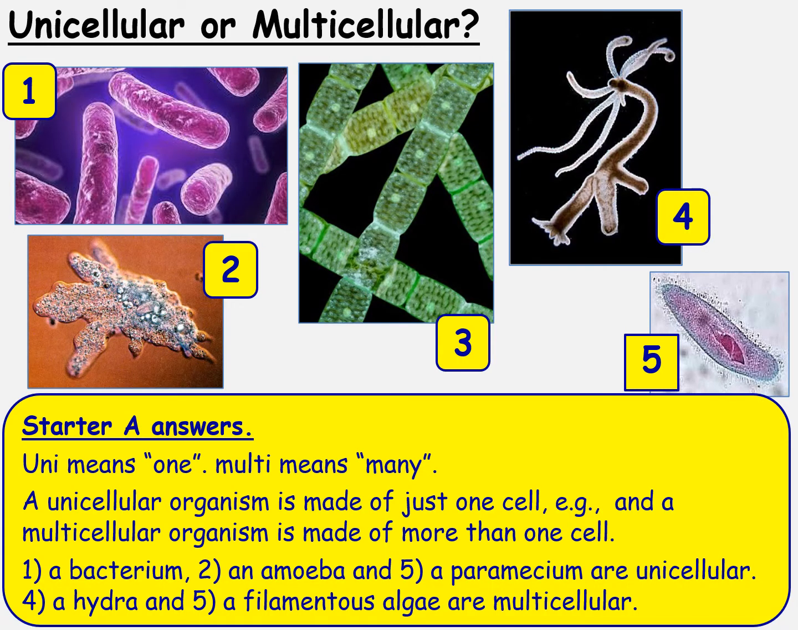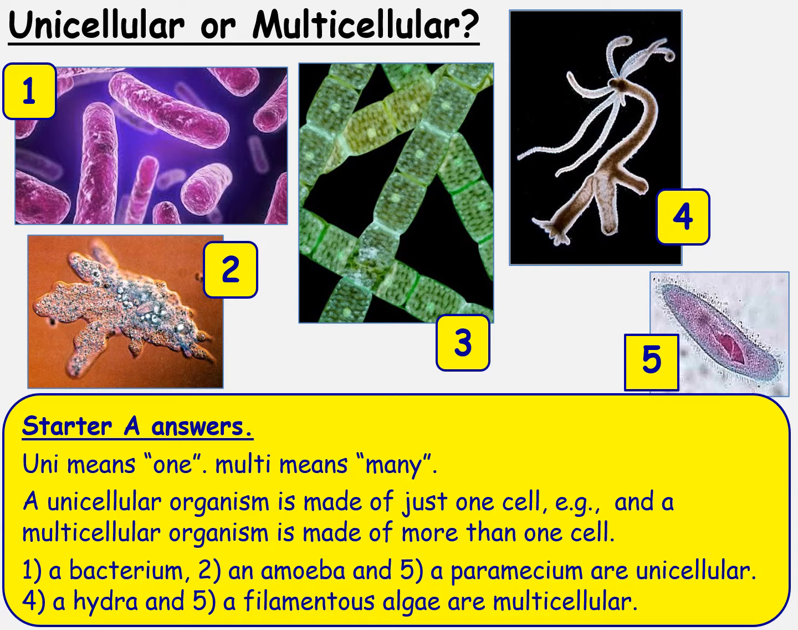Okay, and then going back to starter A, we have these 5 different living things. All of these things are organisms, but we're looking at, well, can we tell if they are unicellular or multicellular? That word uni simply means one, so unibrow, someone who's just got one eyebrow. Multi means many. And so again, another little definition, if you need it, is perhaps those 2 keywords. A unicellular organism is one made of just one cell. A multicellular organism is made of more than one cell.